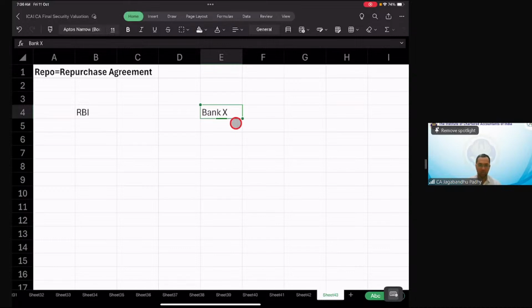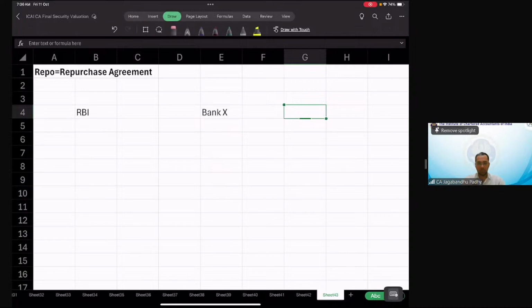You will have to repurchase the government securities from me on a future date at a higher price. So basically what would happen is Bank X would sell government securities for, let's say, 98 rupees. This is just a hypothetical number. And this is happening on day 0.